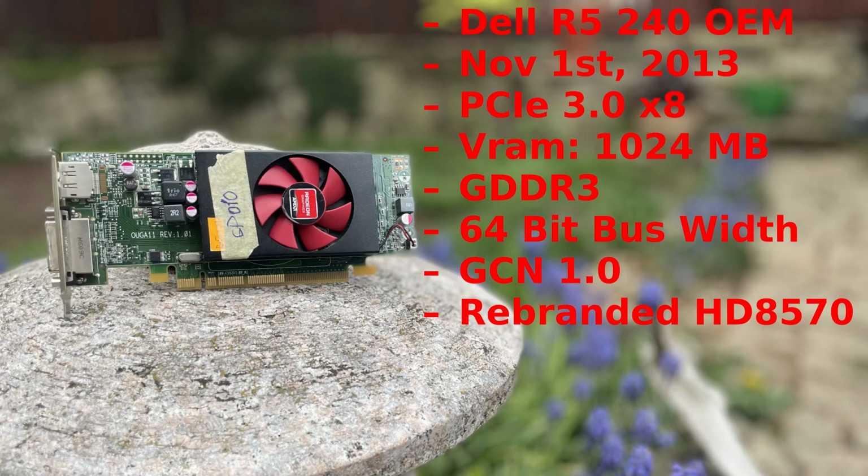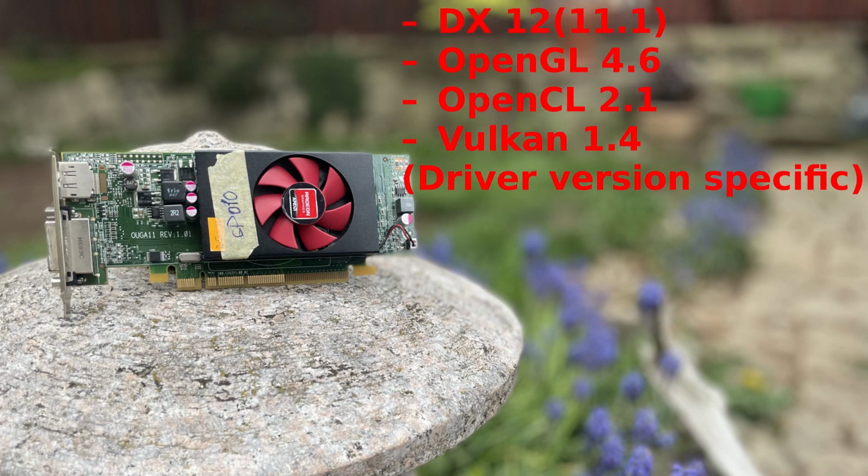Next off, the R5 240, featuring a gigabyte of GDDR3 memory on a measly 64-bit memory bus, also having a gimped 8X PCIe slot, is not really suitable for PCIe 2.0 motherboards. However, it has some good sides. It features the GCN 1.0 architecture, which merits it DirectX 12, or at least partially, OpenGL 4.6, OpenCL 2.1, and Vulkan.